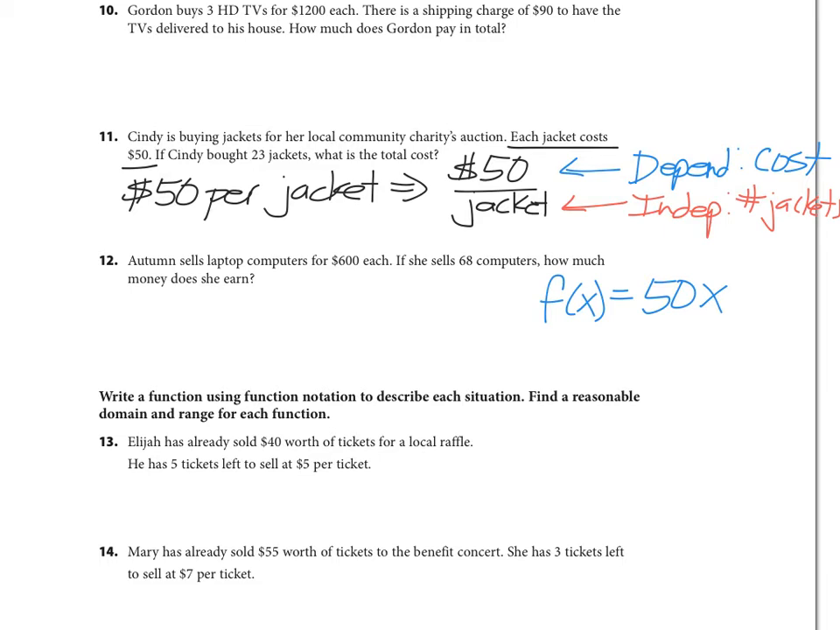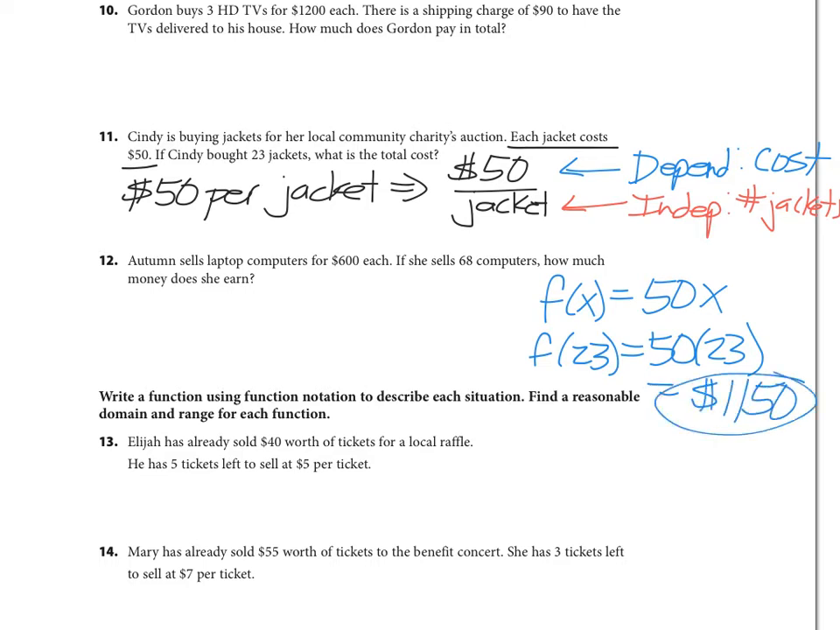So in this particular problem, it says she bought 23 jackets. So we do f of 23. So that'd be 50 times 23. So again, I get my calculator out. 50 times 23. And that's $1,150.